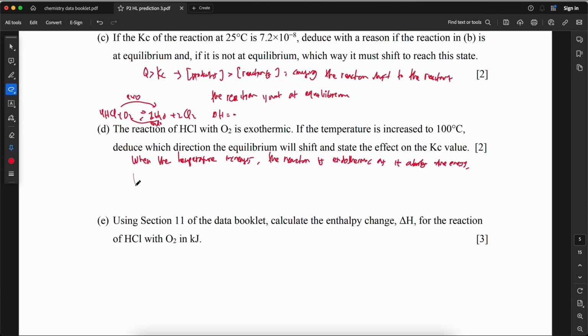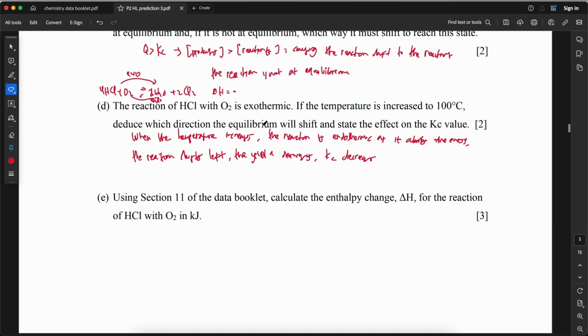It means the reaction shifts left, the yield decreases, Kc decreases. So because it favors endothermic, it will shift to left and the yield will decrease because the reaction shifts to left, and when the yield decreases, Kc will also decrease.